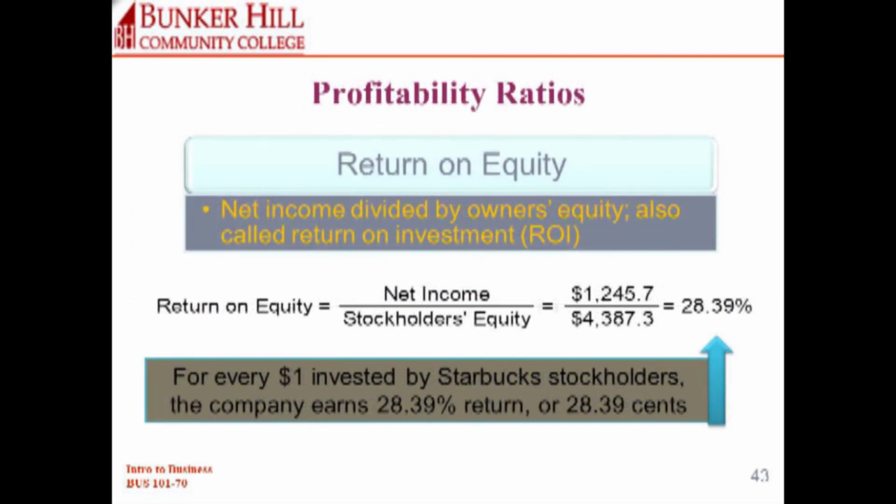Slide 43 is return on equity. This is return on the actual equity in the company, stuff that you own outright. Your net income divided by the stockholders' equity. This is how much stockholders own. They get a 28.39% return. So they get almost 30 cents on every dollar that they purchase in stock.